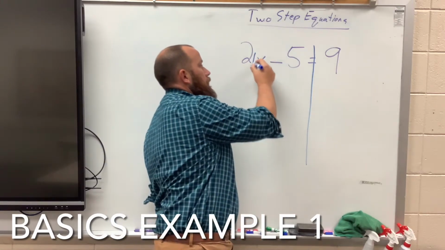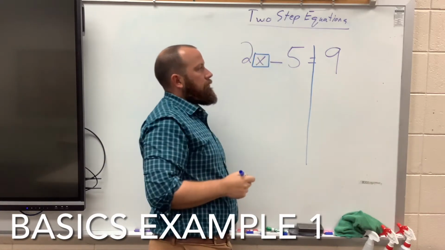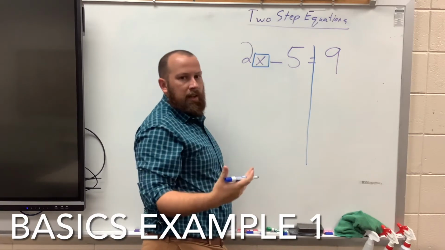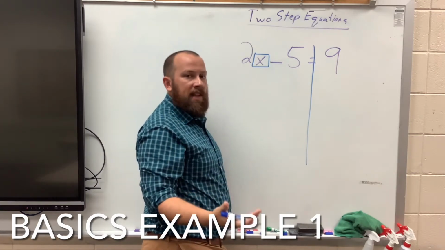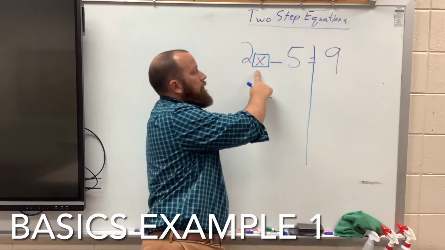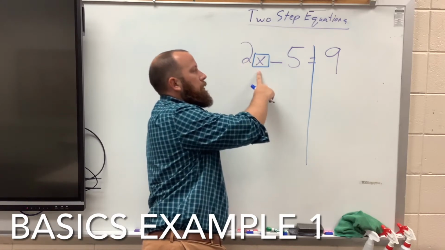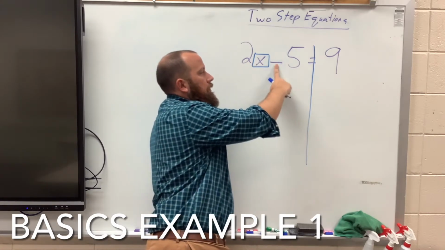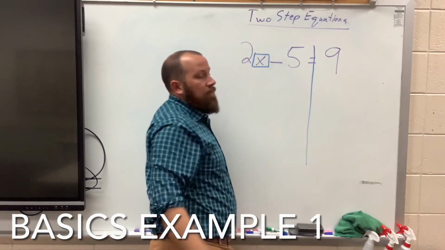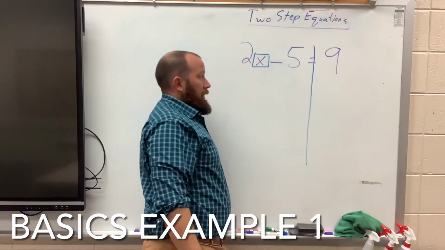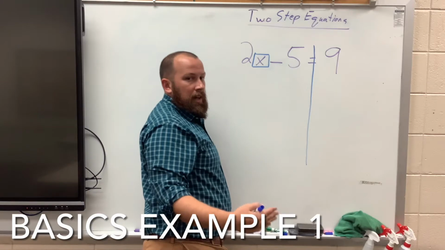So we put a box around our variable. You want to take away the furthest thing away from the variable first. So the 2 is attached with multiplication. I want to get rid of this negative 5 first. All right, if you want to do order of operations, you kind of go backwards from it.